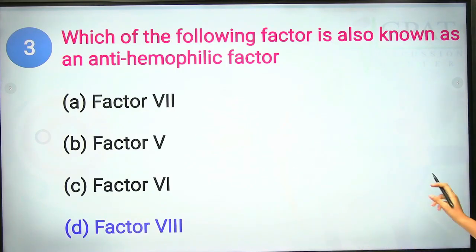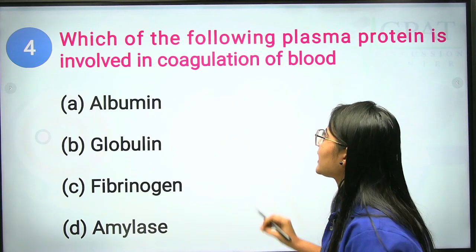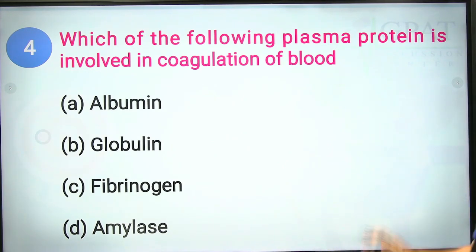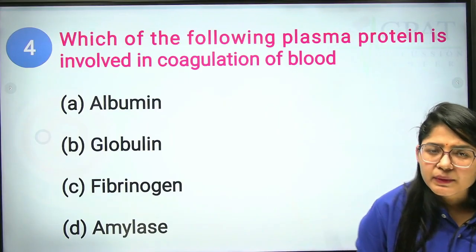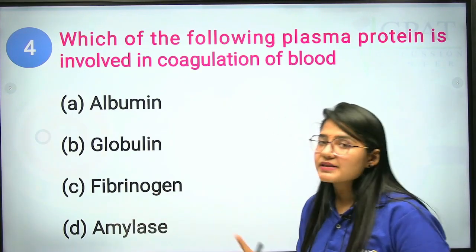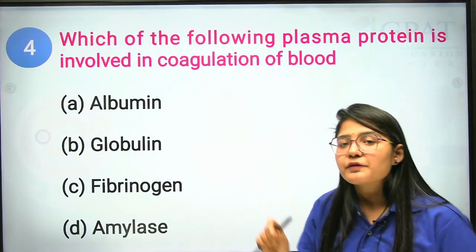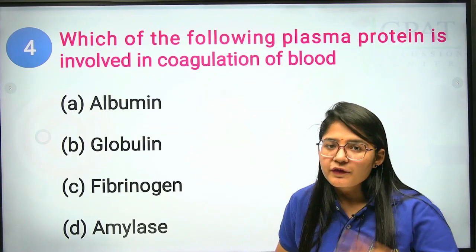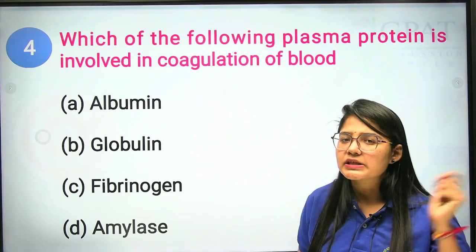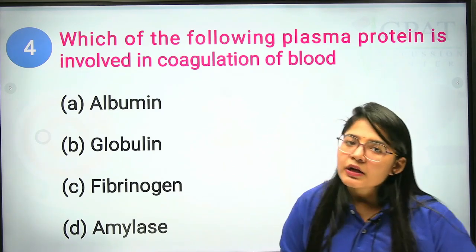Clear? Okay. Next question. Which of the following plasma proteins is involved in coagulation of blood? Okay. First of all, we have albumin and globulin. These are the normal proteins which are present in our blood. Next we have fibrinogen. As I said, this is a type of clotting factor. This is responsible for the clotting of your blood, or we can say this is a cofactor which is responsible for the formation of fibrin, which itself is the last part of your clotting stage.